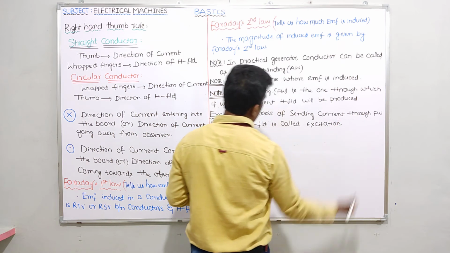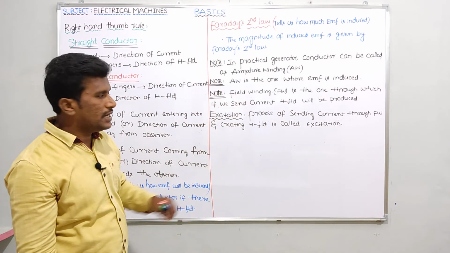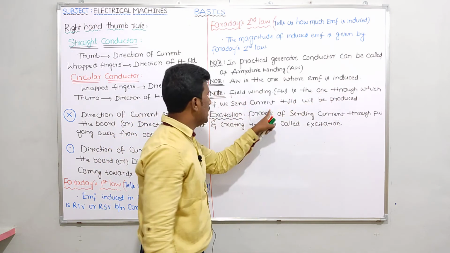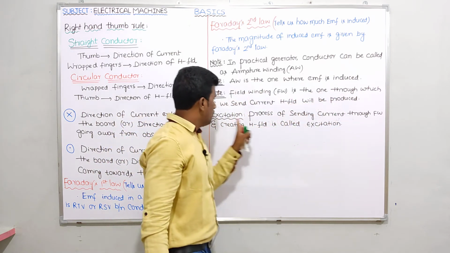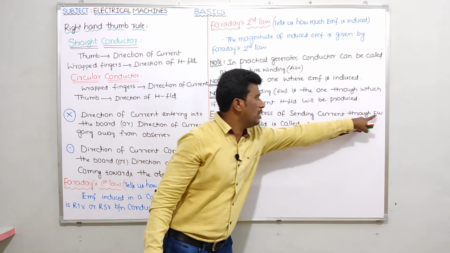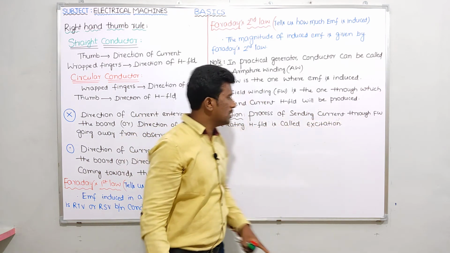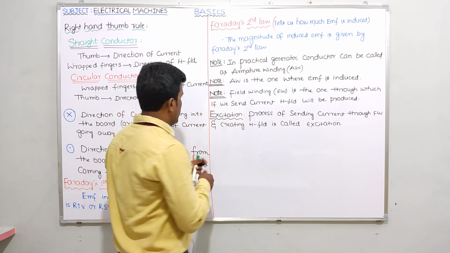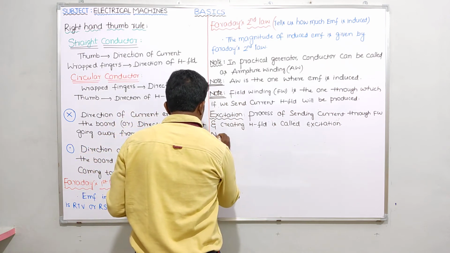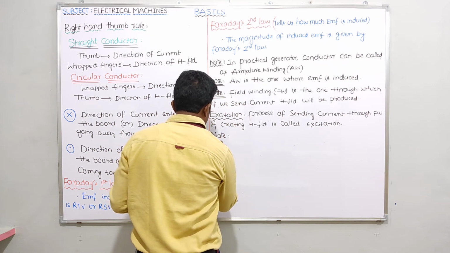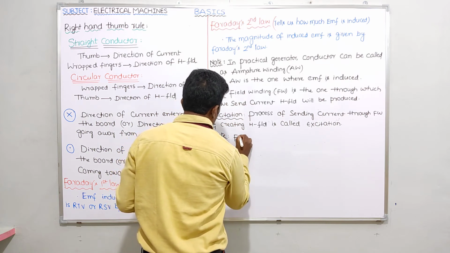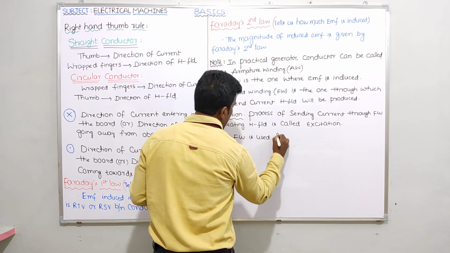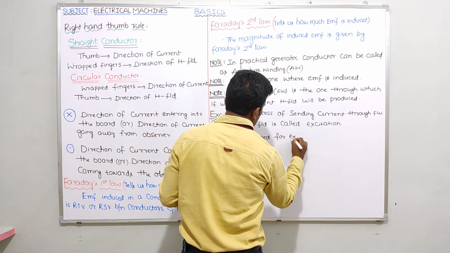You please tell me, so which winding is used for excitation? Field winding is the one through which if we send current, magnetic field will be produced. Process of sending current through field winding, I am writing here. Okay, that means field winding is used for excitation. So let me write that note also. Field winding is used for excitation.